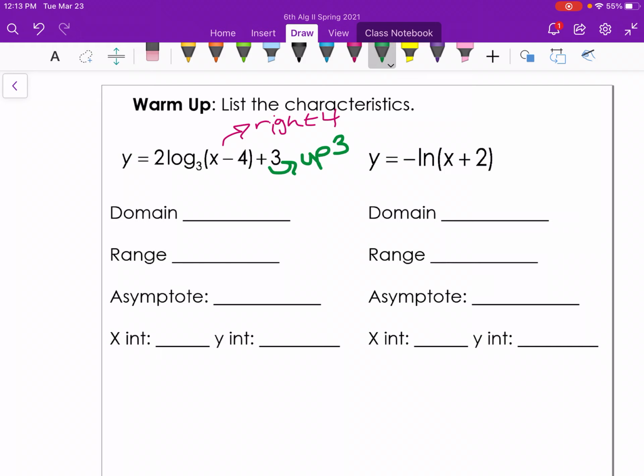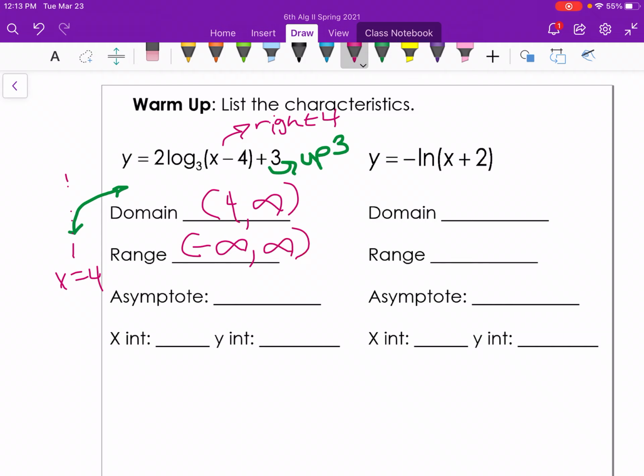So this right here, as far as the domain is concerned, it looks like this. And it has a vertical asymptote at x equals 4. So my domain is from 4 to infinity. Both of those are soft brackets. My range is going to be all real numbers, or from negative infinity to positive infinity. My asymptote is at x equals 4. My x-intercept is when y is equal to 0.